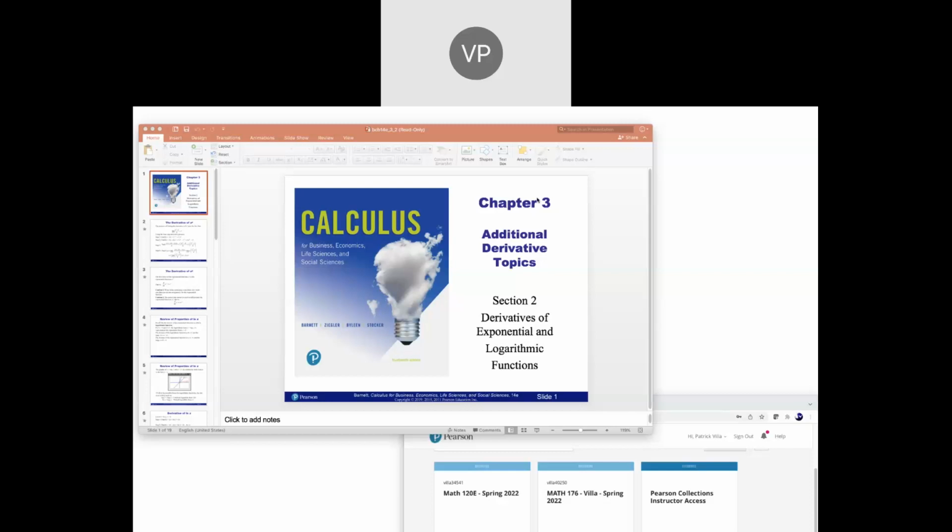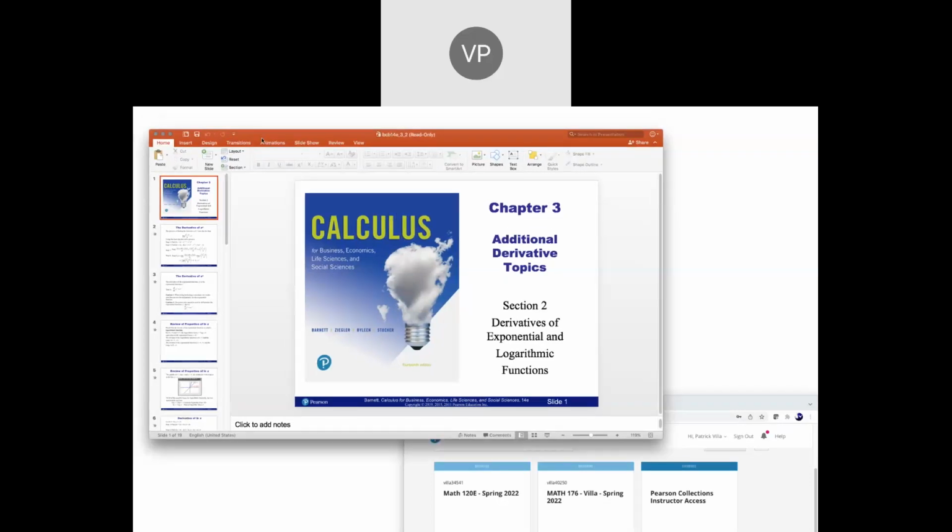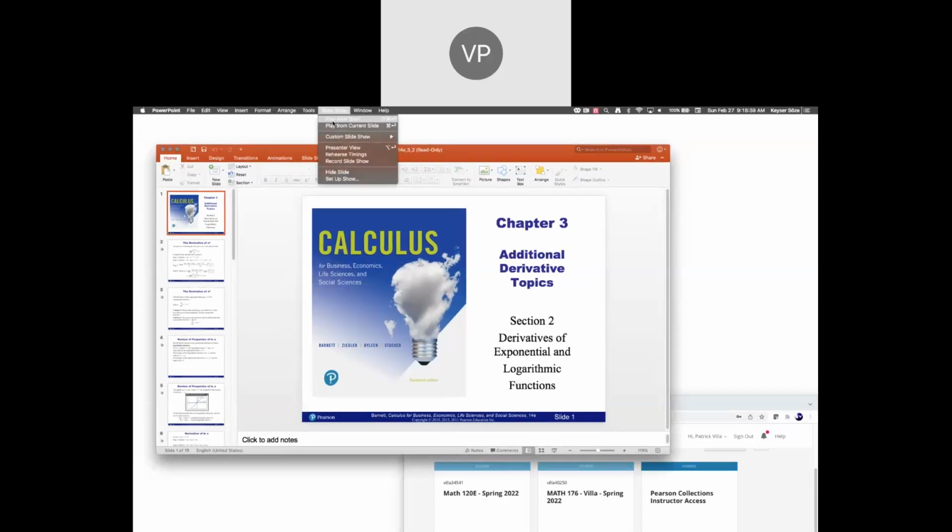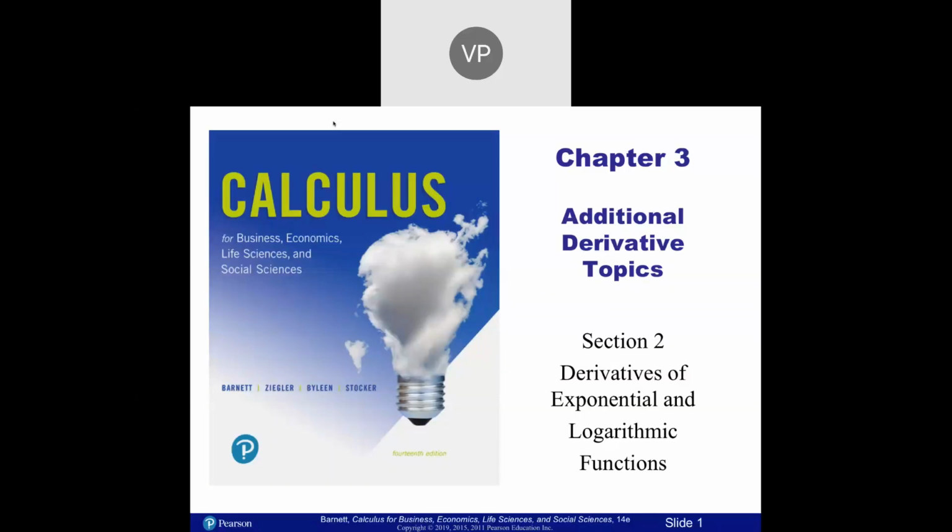Okay, so today we are going to be talking about section 3.2, which is derivatives of exponential and log functions. So we have a little background, a little reminder, some review, and then we're going to jump right into the new stuff and how to use this, how to do it all.